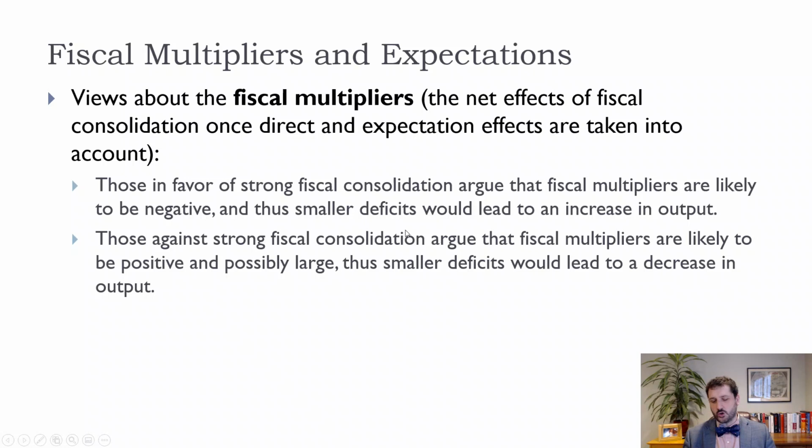So really the question comes down to whether or not fiscal multipliers are large or small, right? And so if fiscal multipliers are small or even negative, as some people argue, then smaller deficits could lead to an increase in output. But if they are positive and potentially above 1, as we did measure at the end of the financial crisis, then smaller deficits would actually lead to a decrease in output.